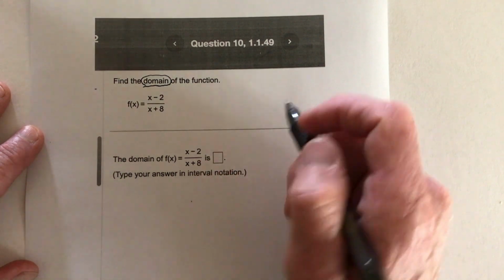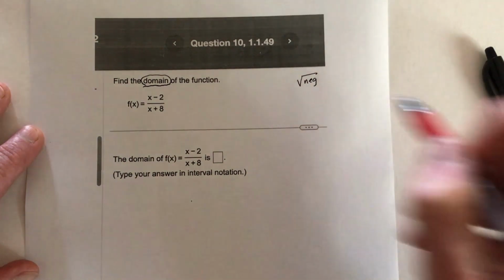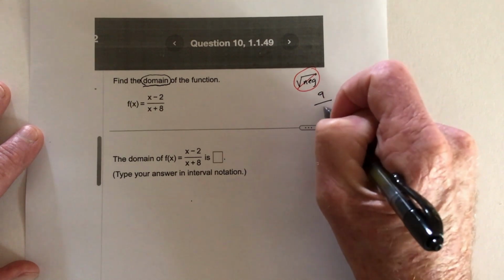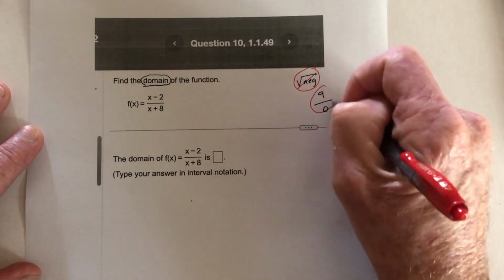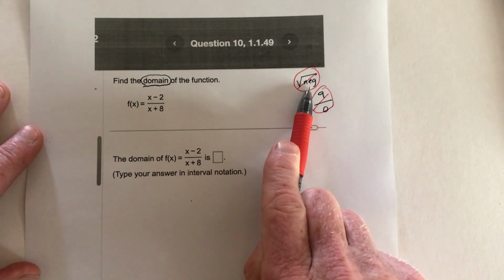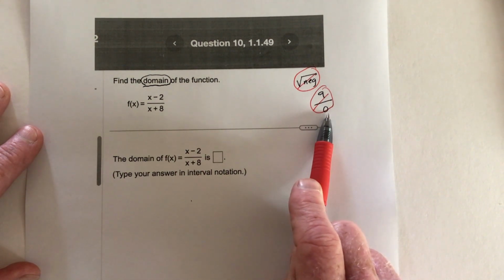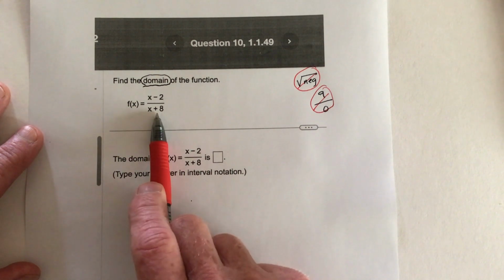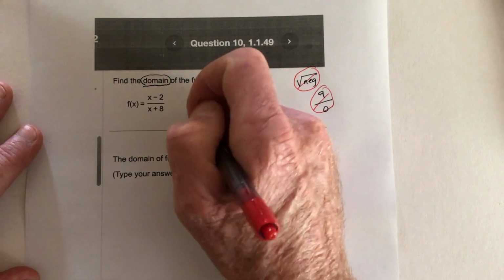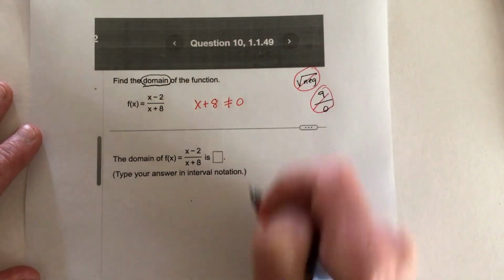Because with domain, there's 2 rules. You can't take the square root of a negative, and you can't have division by 0. So this problem does not have square root, so I don't have to worry about that rule. It does have division, and it's just the bottom that cannot equal 0. So that means that the bottom, if you set it equal to 0, that's what x cannot equal. So x plus 8 cannot equal 0.